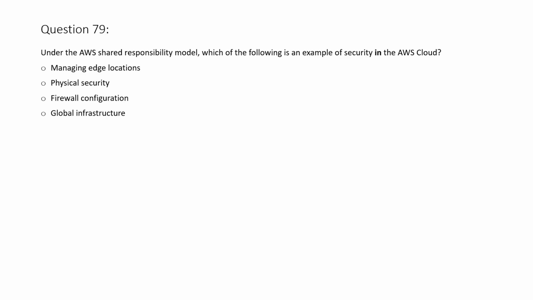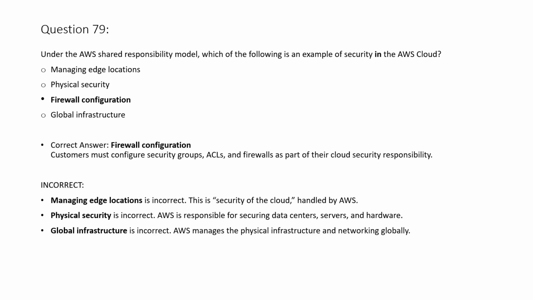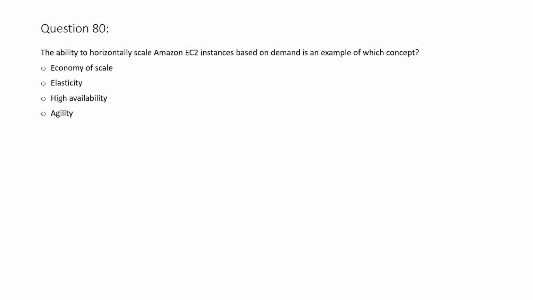Moving into question number 79. Under the AWS shared responsibility model, which of the following is an example of security in the AWS cloud? Whether it is managing the edge locations, physical security, firewall configuration, or global infrastructure. The correct answer is firewall configuration. So the customer must configure their security groups, ACLs and firewalls for security purposes.